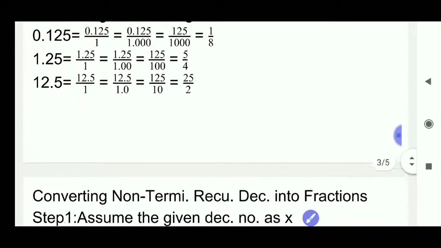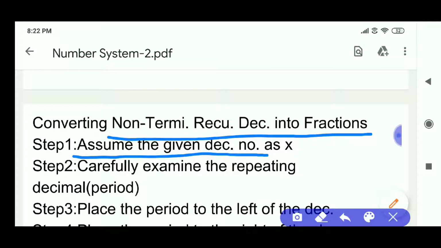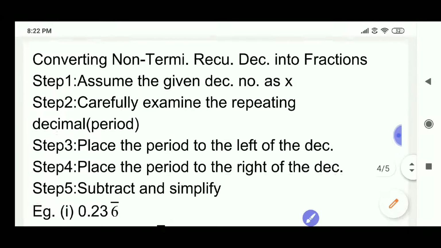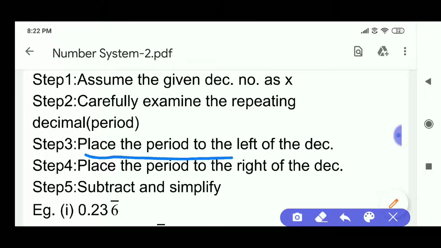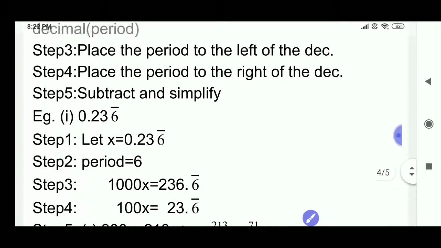Now we are going to convert non-terminating recurring decimals into fractions. We have some steps. Carefully observe the steps. First, assume the given decimal number as x. Second, carefully examine the repeating decimal or period. Step number 3. Place the period to the left side of the decimal point. Step 4. Place the period to the right side of the decimal point. Step 5. Subtract and simplify. Let us go to the example.